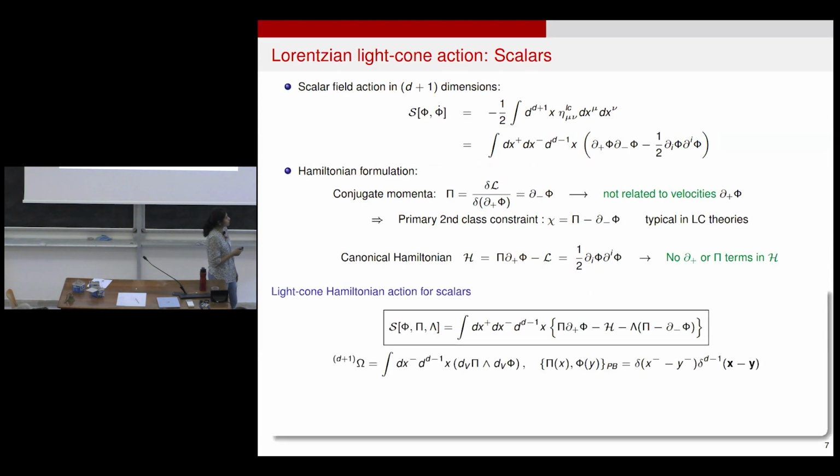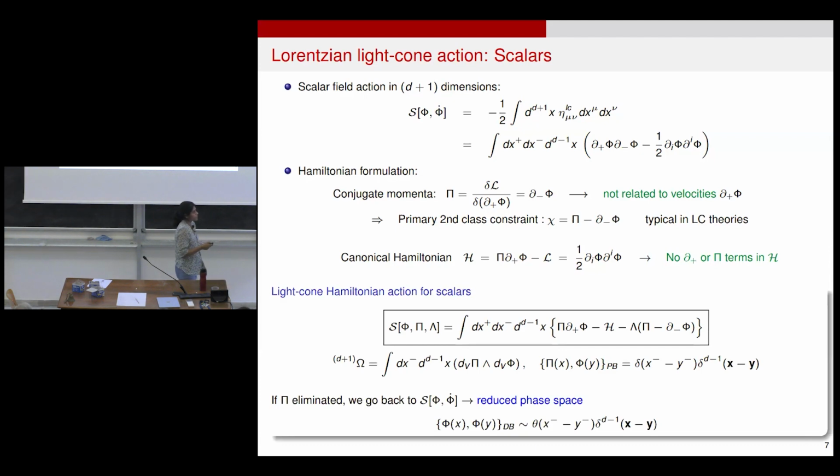Now, if you write down the light cone Hamiltonian action with this constraint through a Lagrange multiplier, it's going to look something like this. But as I said before, there is a second-class constraint which we can use to eliminate the pi's. And if we do that, then we go back to this action, because this is also first order in time. And this action is actually in the reduced phase space, where the non-trivial canonical pair now becomes phi at some spacetime point x with phi of y, and they satisfy this sort of step function relation.